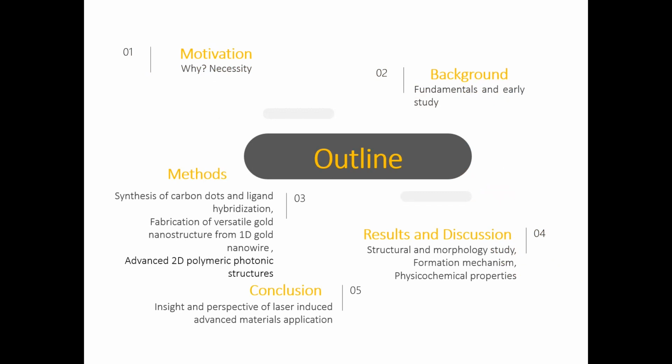So this is the outline of my talk: motivation, background and methods. Here I'm going to describe the synthesis of carbon nanodots and ligand hybridization, and fabrication of versatile gold nanostructures from one-dimensional gold nanowire and advanced 2D polymeric photonic structures, along with the results and discussions, and finally the conclusion.